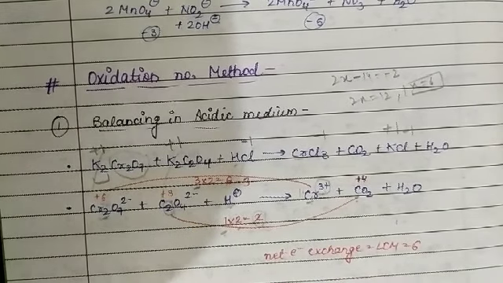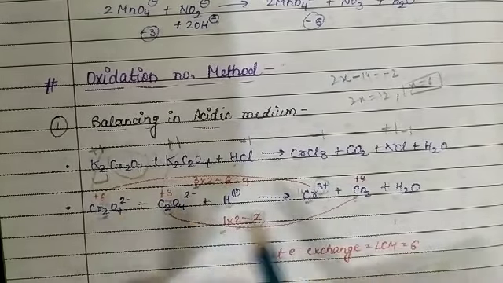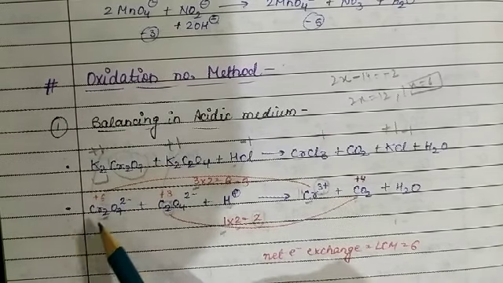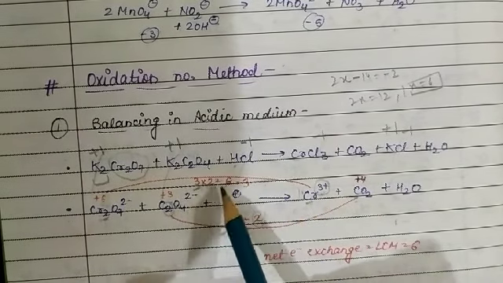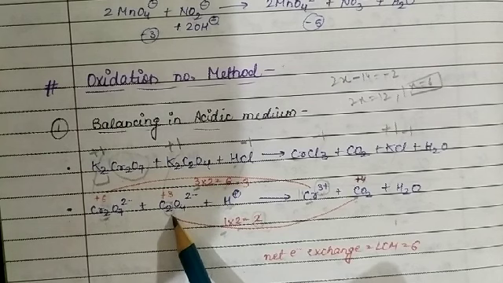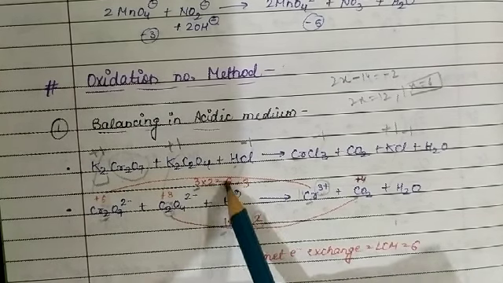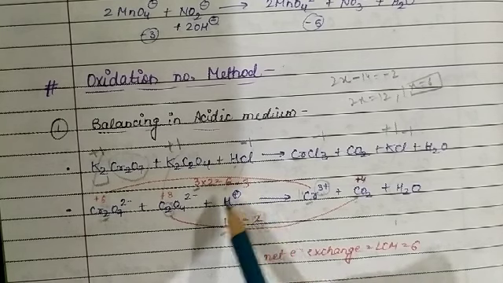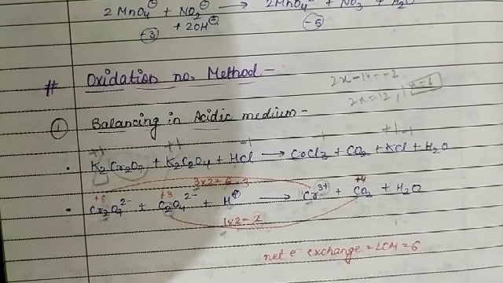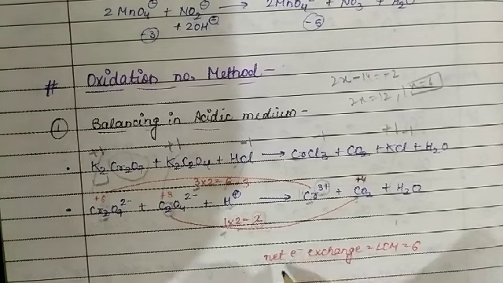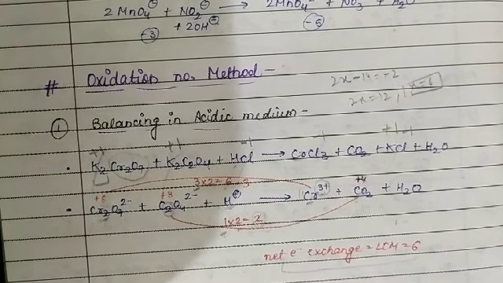Now we can see that the overall change in oxidation number of chromium is 6, while the overall change in oxidation number of carbon is 2. We can cancel out to convert into a simple whole number ratio. So 2 3s are 6. Now it is 3:1, just to make the calculation easy, while the net electron exchange will remain 6.